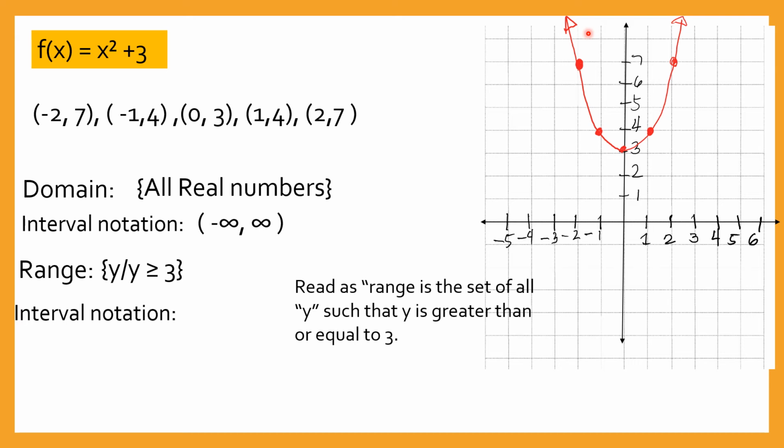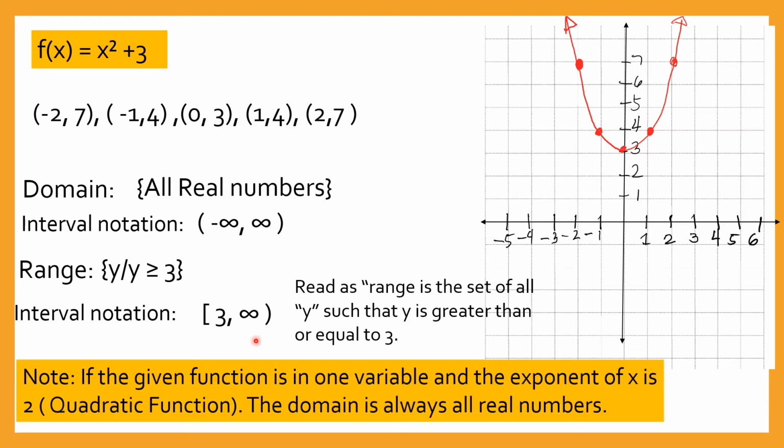And then, in interval notation, we can write it this way. Since 3 is included, we're going to use a bracket, and then comma, up to positive infinity. And this is a parenthesis.